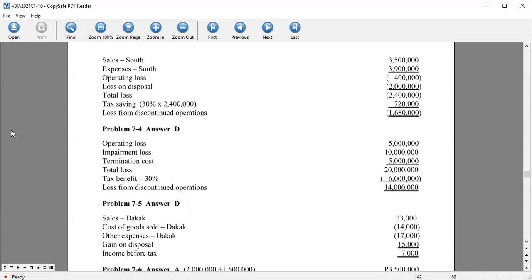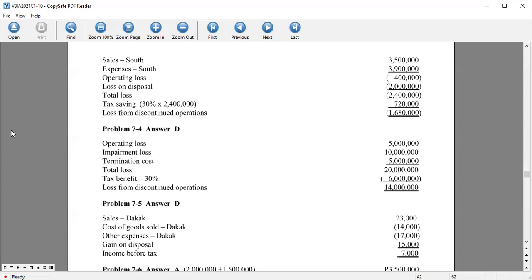And the gain on disposal of 15,000, we have the income before tax equal to 7,000. So 7,000 income, the answer is equal to letter B because the question is asking for the pre-tax income or loss. So the answer to question 7-5 is letter D. That's income before tax. So just make correction, that's before tax, no?